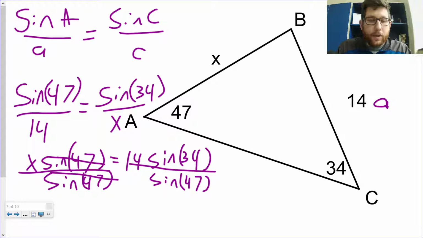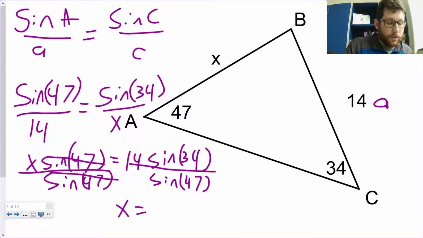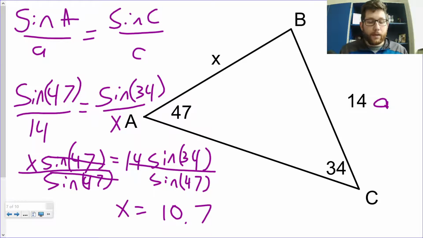All right, so we're going to plug this into our calculators, because unless you have the values for sine of 34 and sine of 47 memorized, that's what we're going to have to do here. And we end up with something like x is equal to 10.7. Okay, 10.704, we'll round to the nearest tenth. That's a general rule of thumb when we're dealing with sides.